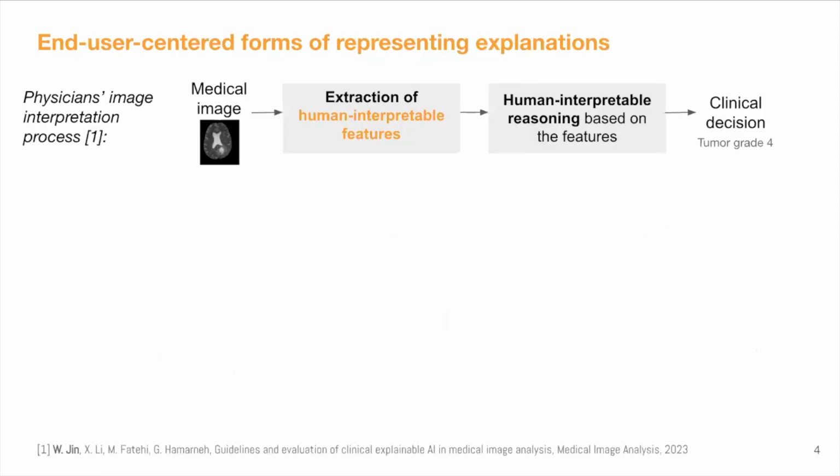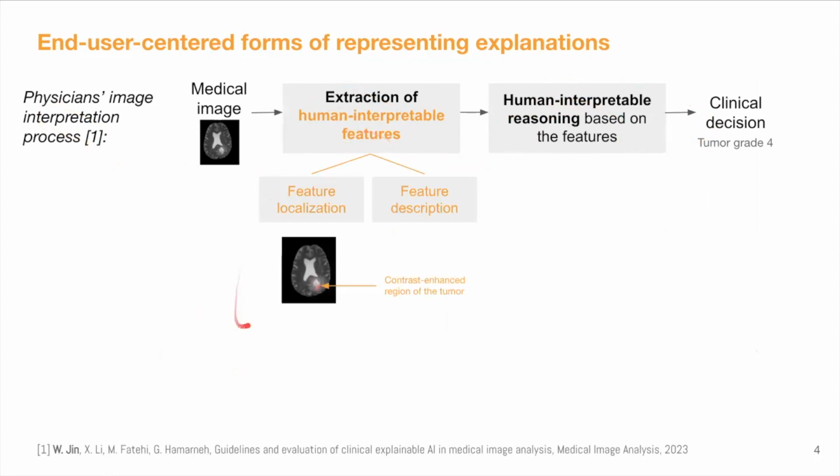To see what end-user-centered XAI means, we can look at the physician's image interpretation process and dissect it as two processes. The first is extracting human interpretable features, and then we reason based on the features. We can see that the feature extraction is the cornerstone because the reasoning is built upon it. And furthermore, the features can be represented as either image region or text description or both.